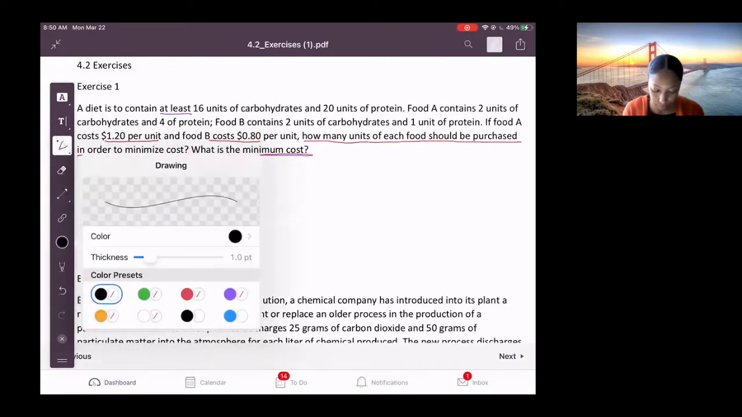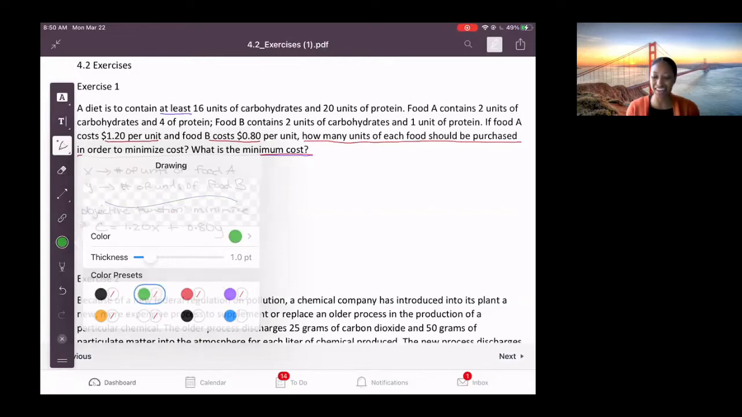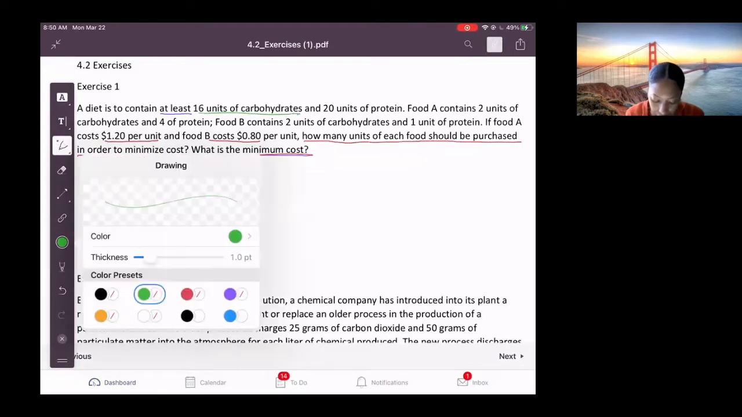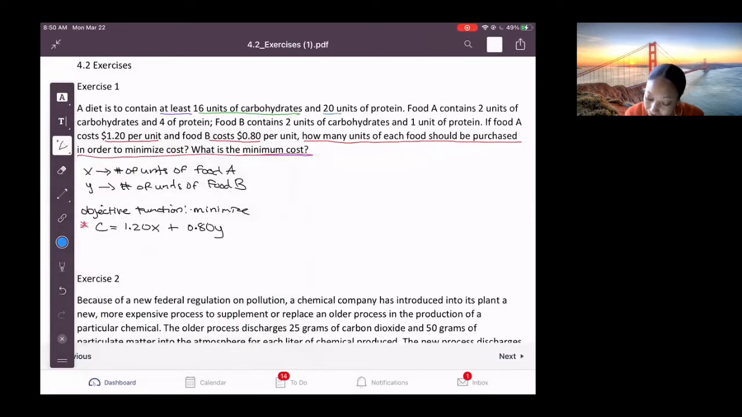Let's color code some stuff. So in this problem, we are told, I already used purple and red, so I have to use blue and green. All right, let's go with green. We're told we want at least 16 units of carbohydrates and at least 20 units of protein. How are we gonna get these carbohydrates and protein from food A and food B?